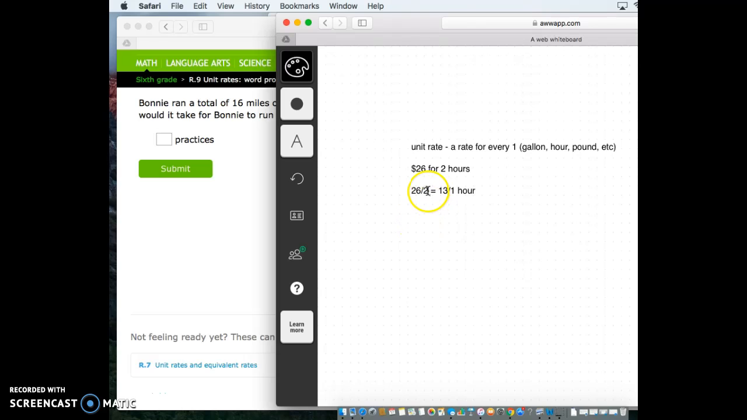The number that you divide by is always the one that you want to be 1. So I want this to be 1 hour, so this is my second number that I'm dividing by. So I'm going to show you how I would work through some of these IXL problems to help me figure out unit rate.